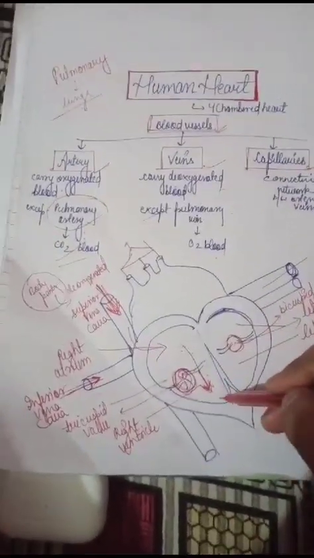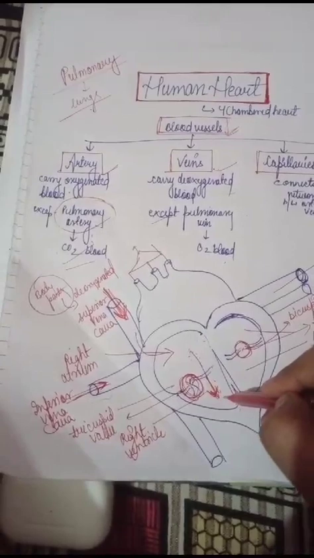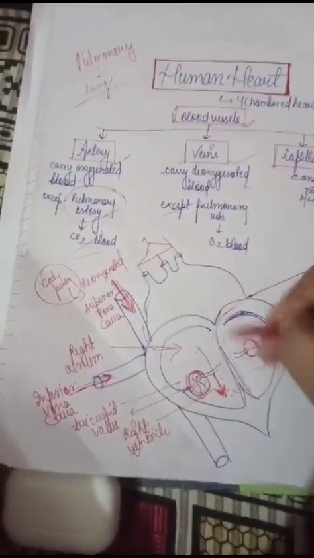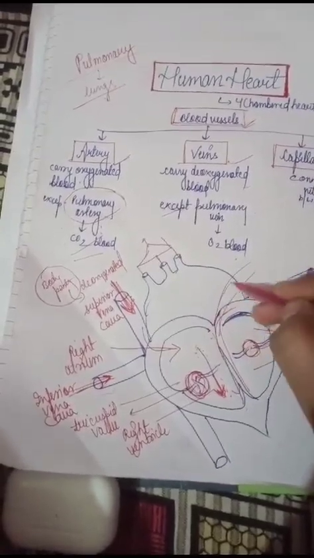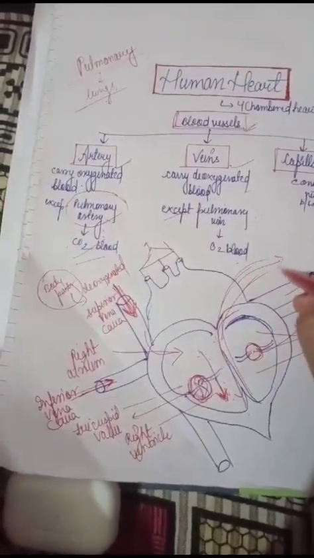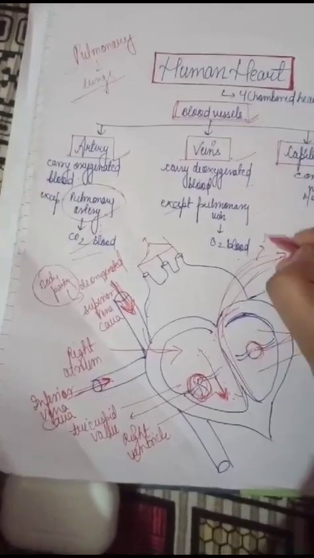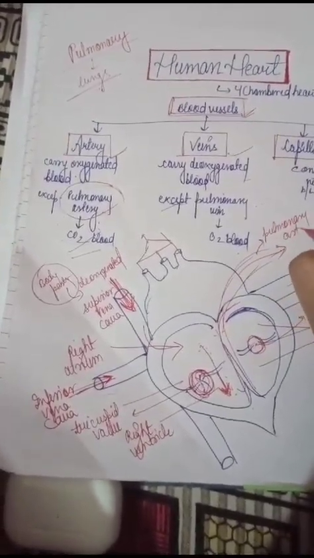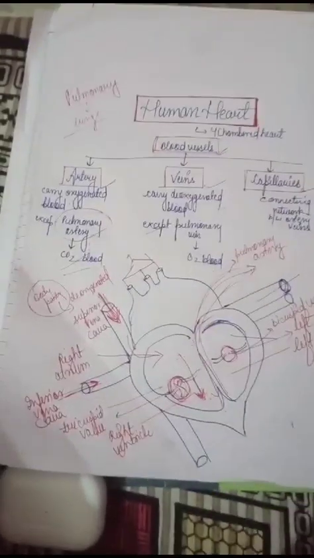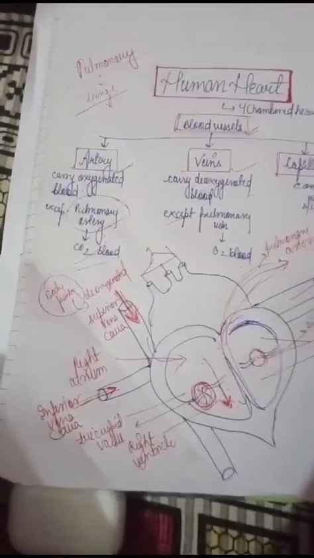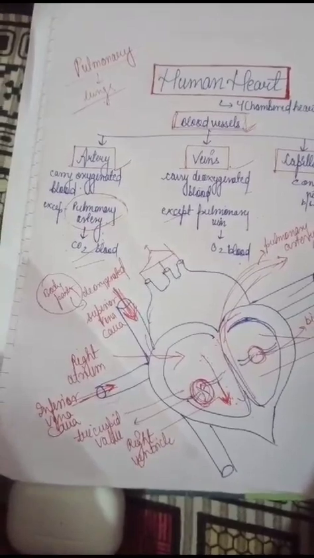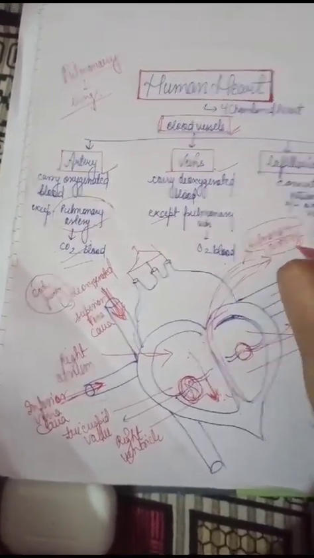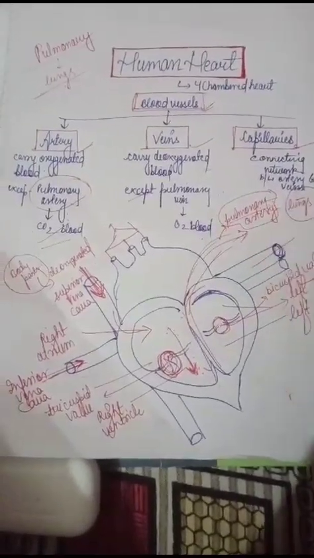After the right ventricle, the blood pumps through the pulmonary artery, which, as it is an exception, carries deoxygenated blood. It goes to the lungs. That's why the artery is named the pulmonary artery, as the word pulmonary itself means the lungs.